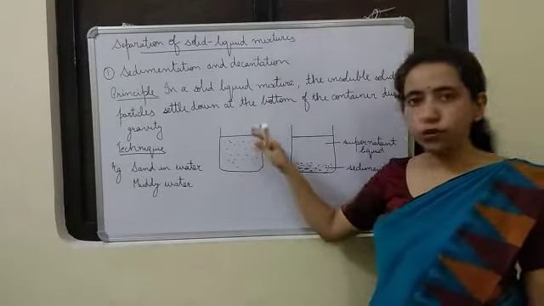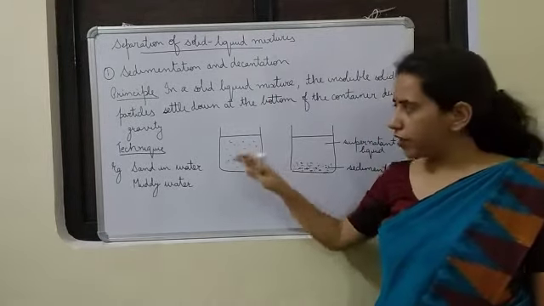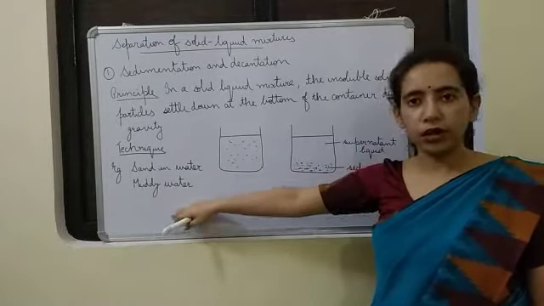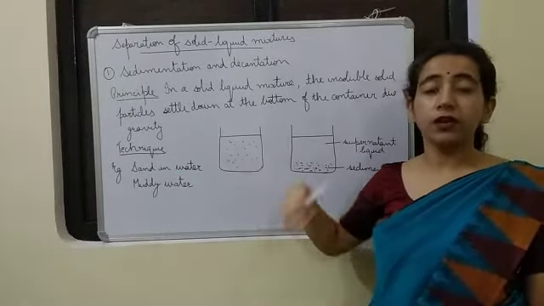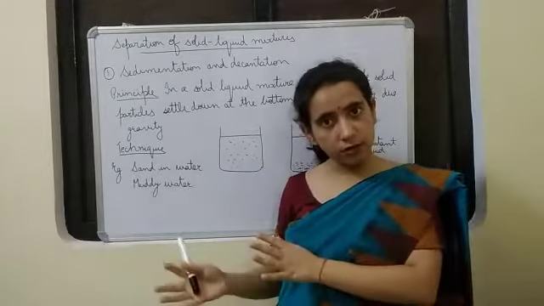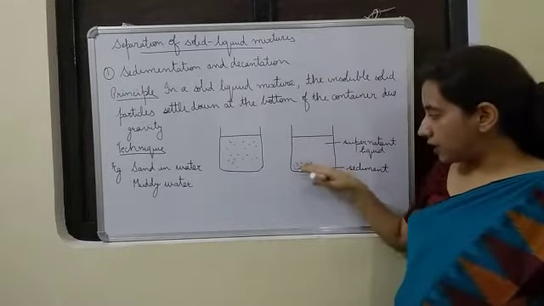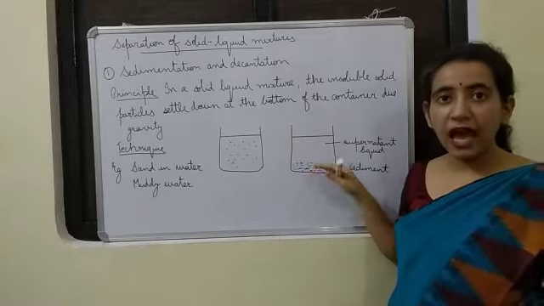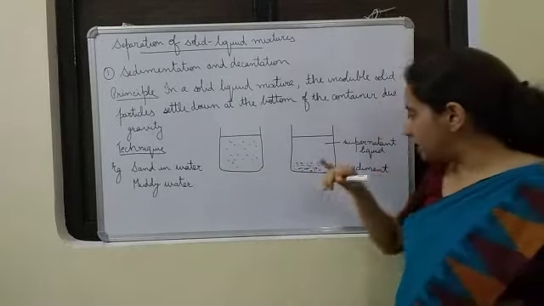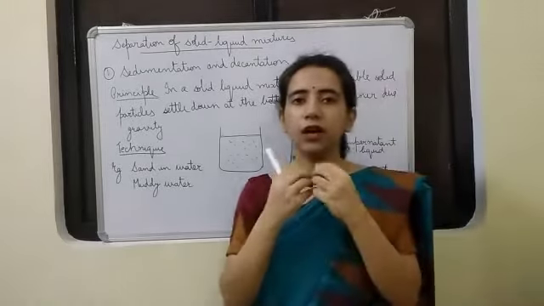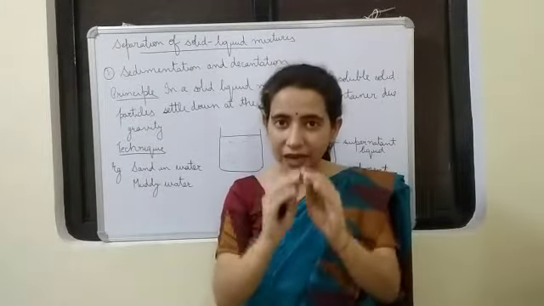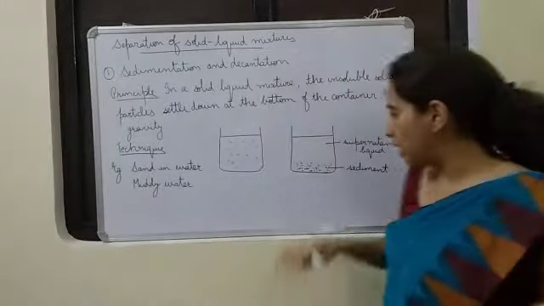In this one you see there is a solid-liquid mixture. We can take the example of muddy water. Mud particles are scattered in water, and after some time when it is kept undisturbed, the mud particles will settle down at the bottom and form a layer of sediment. Sediment means the insoluble heavy particles form a layer at the bottom, and that is called sediment.